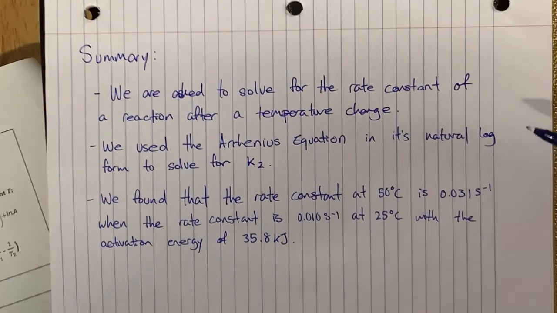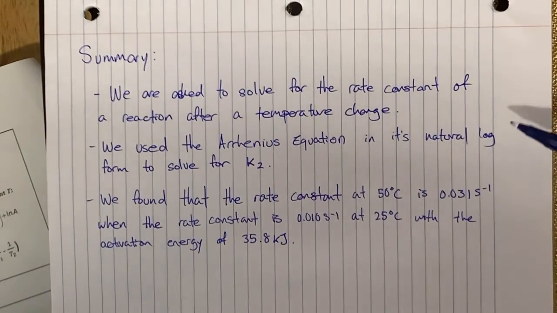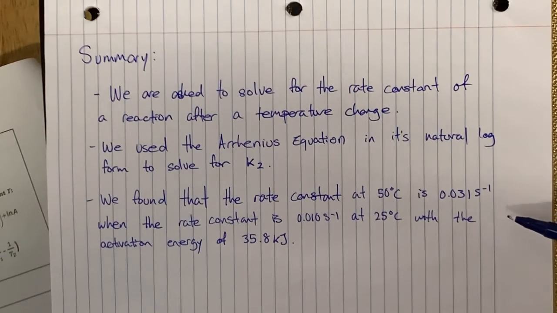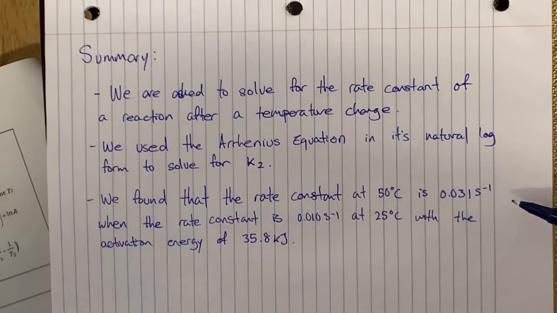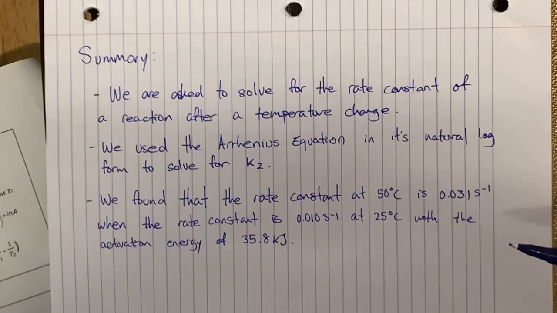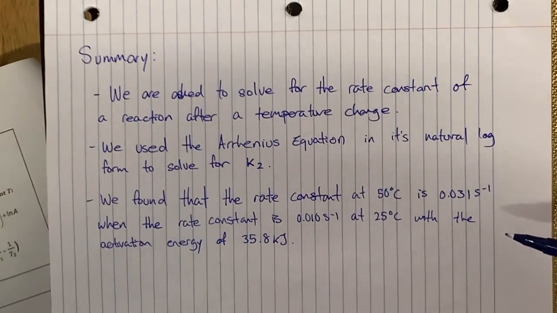To summarize, we were asked to solve for the rate constant of a reaction after a temperature change. We used the Arrhenius equation in its natural log form to solve for K2, and we found that the rate constant at 50 degrees Celsius is 0.031 seconds to the negative 1 when the rate constant is 0.01 seconds to the negative 1 at 25 degrees Celsius with the activation energy of 35.8 kilojoules.